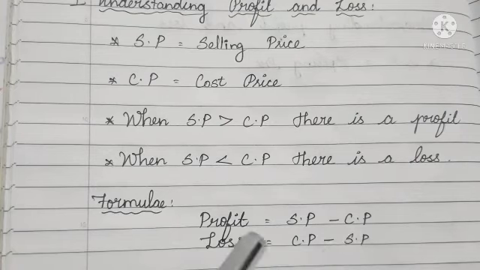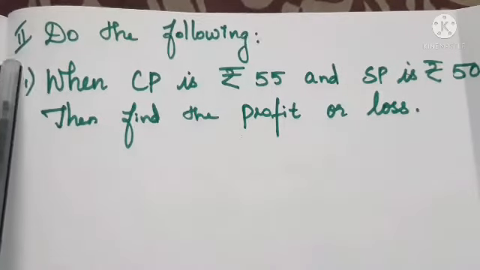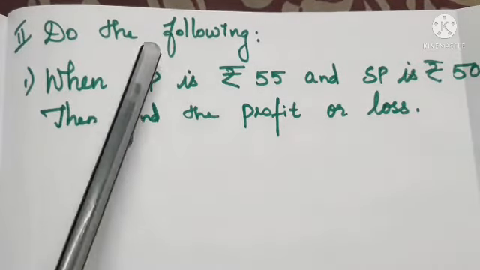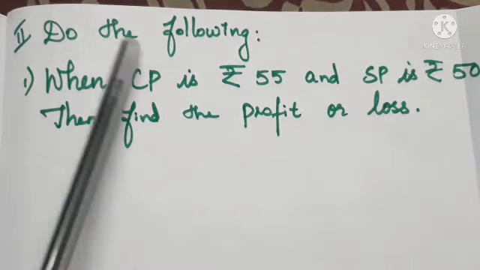So children, in this lesson we have two formulas only, the profit formula and the loss formula. Profit is equal to SP minus CP and loss is equal to CP minus SP. By using these we can solve the problems. Now we are going to see Roman number 2, do the following.